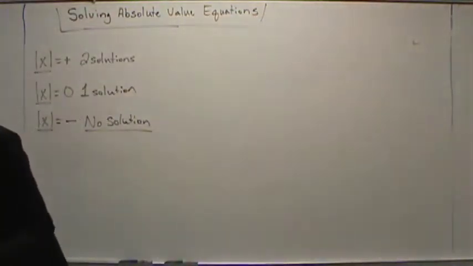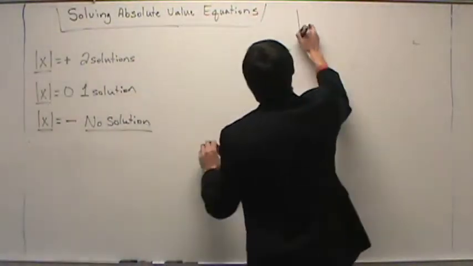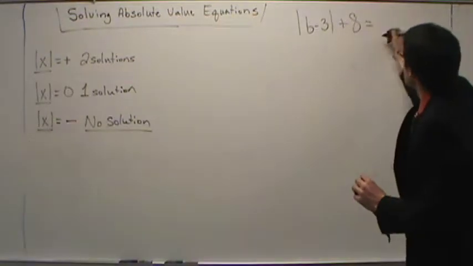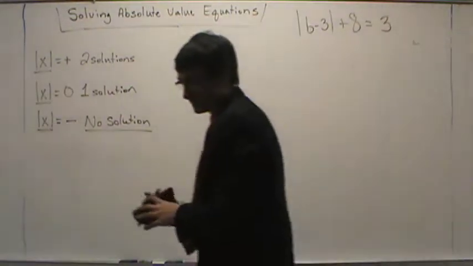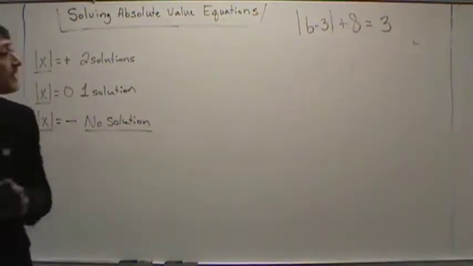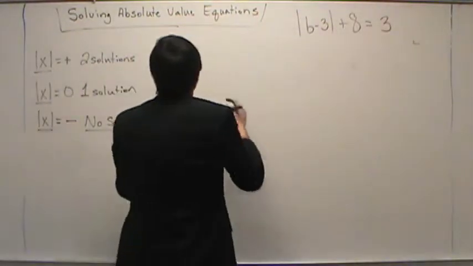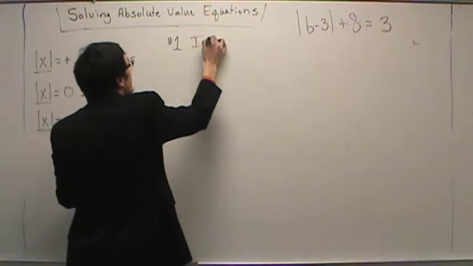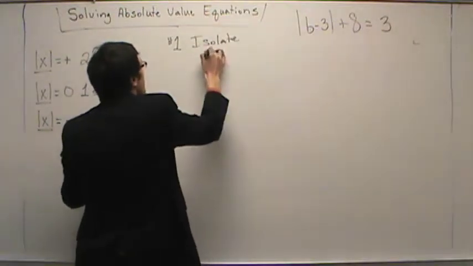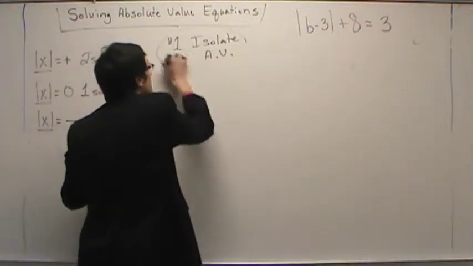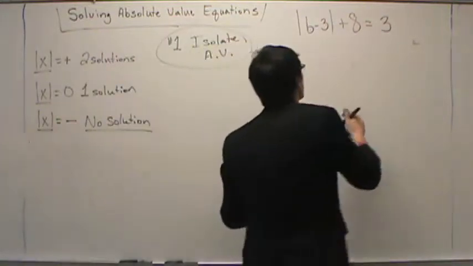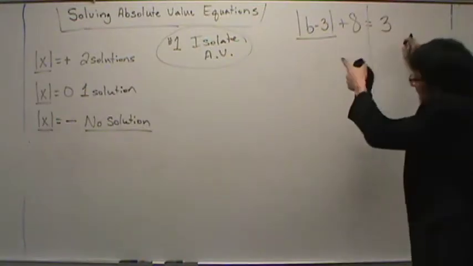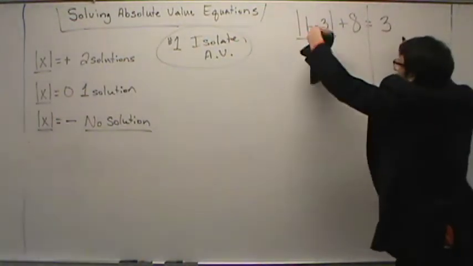Number 9 says the absolute value of b minus 3 plus 8 is equal to 3. Okay, so the first step, number one thing, was what? Isolate absolute value. So we draw a line down the center. Look, this is your absolute value unit. So we have to get the absolute value of b minus 3 by itself.